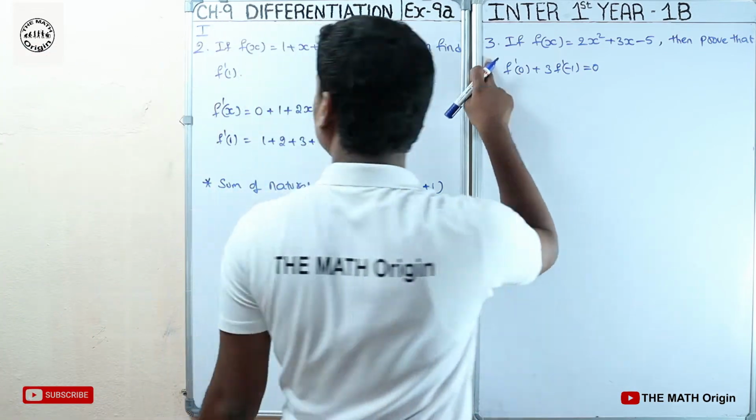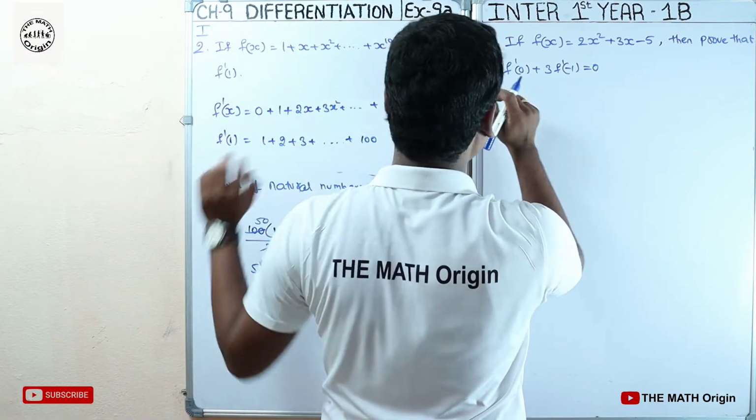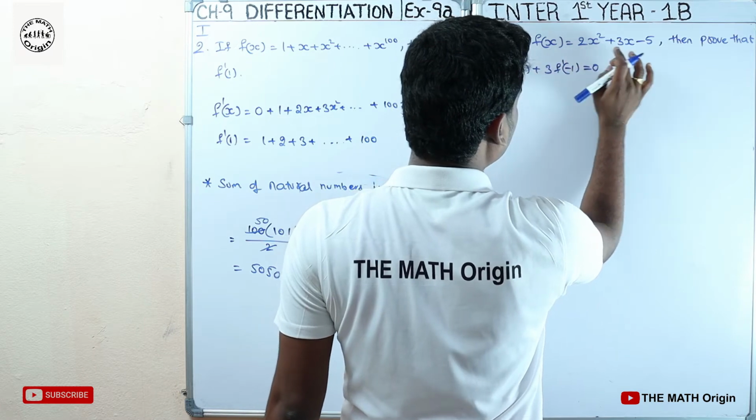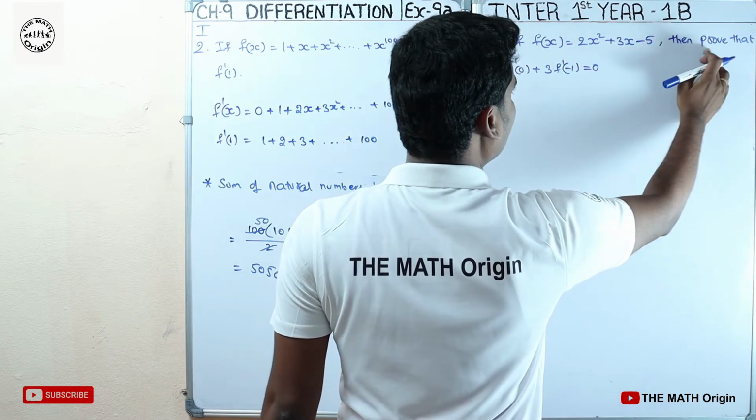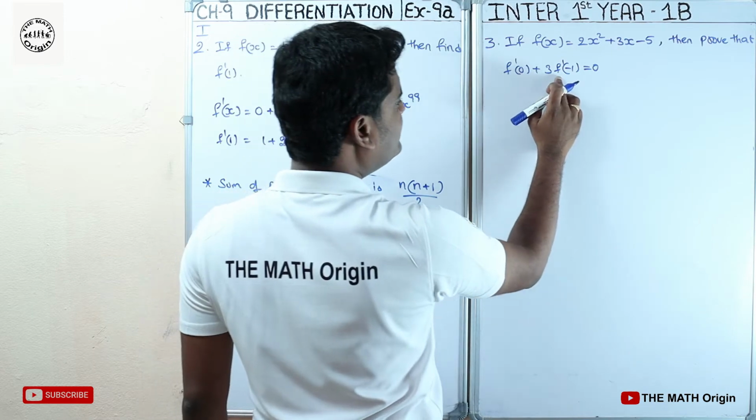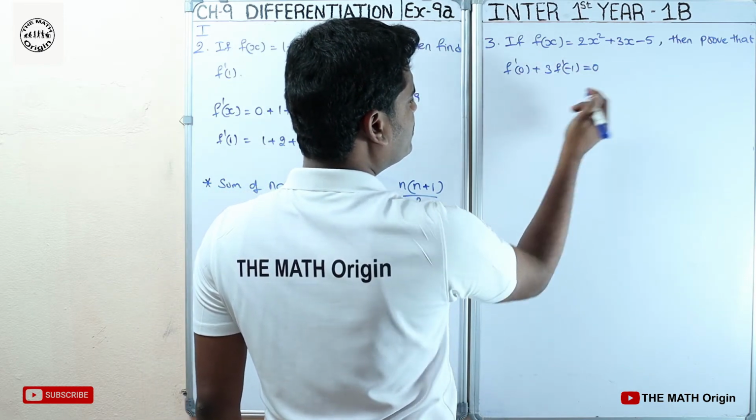Now the third problem from the first section. If f(x) equals 2x² plus 3x minus 5, then prove that f'(0) plus 3f'(-1) equals 0.